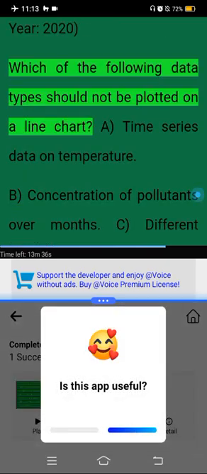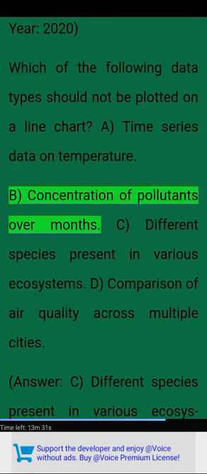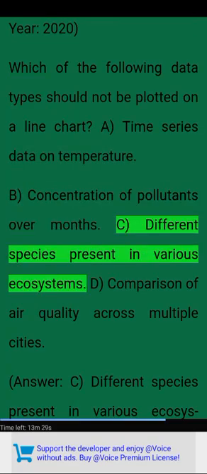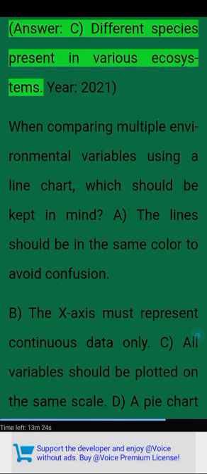Year 2020. Which of the following data types should not be plotted on a line chart? A. Time series data on temperature. B. Concentration of pollutants over months. C. Different species present in various ecosystems. D. Comparison of air quality across multiple cities. Answer: C. Different species present in various ecosystems.